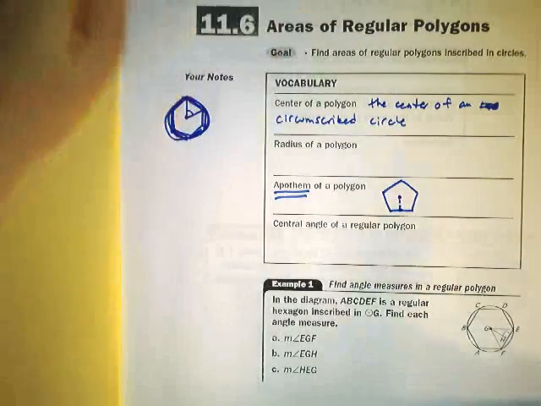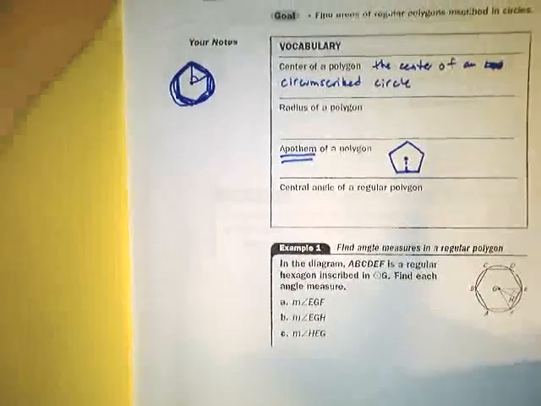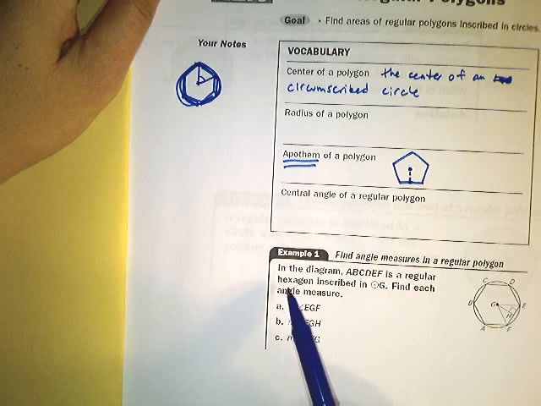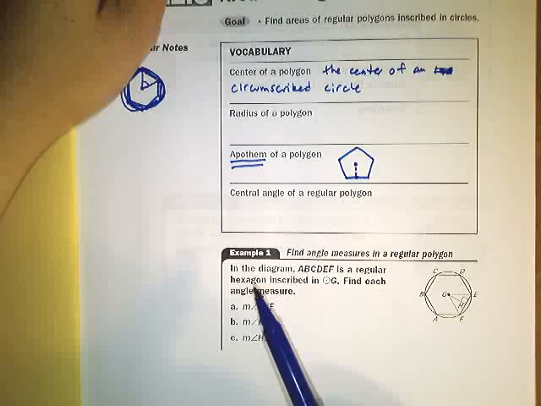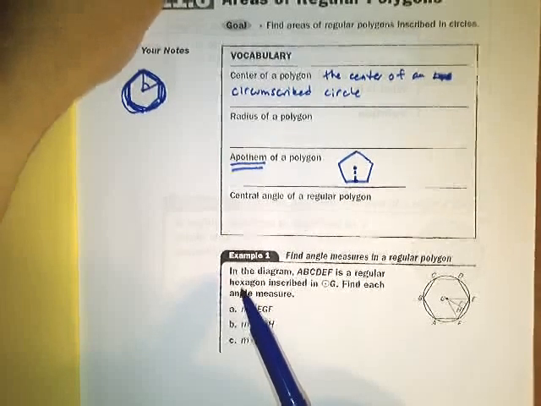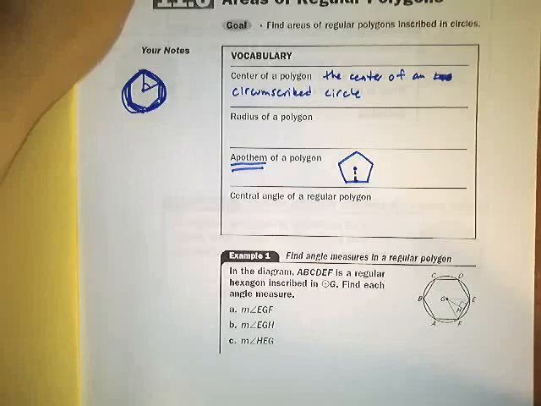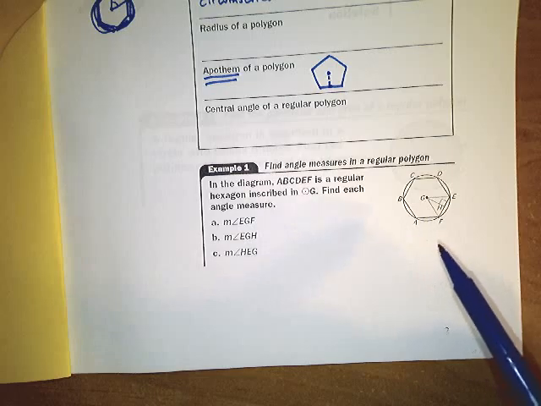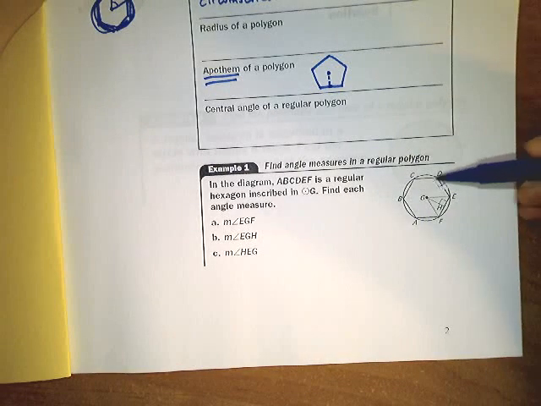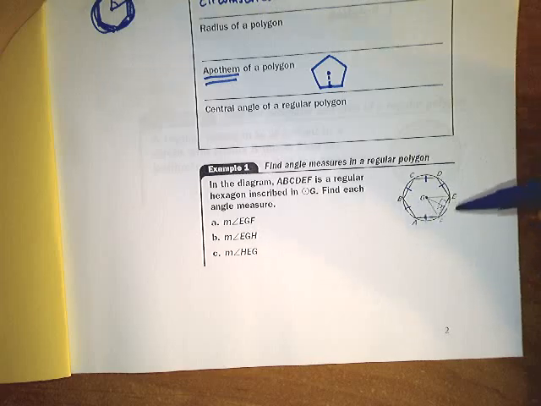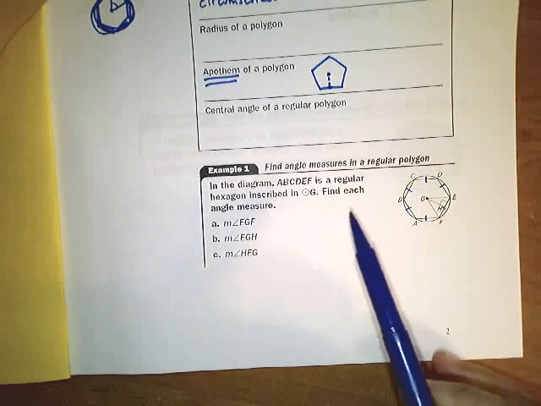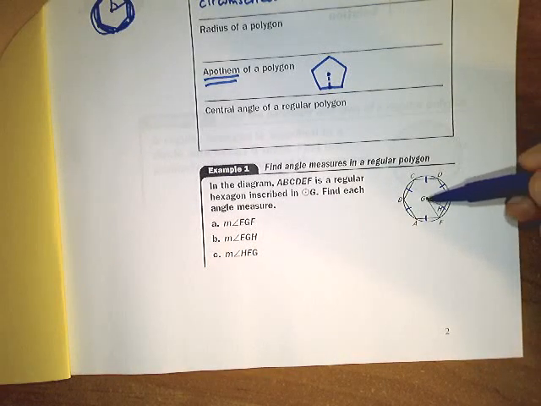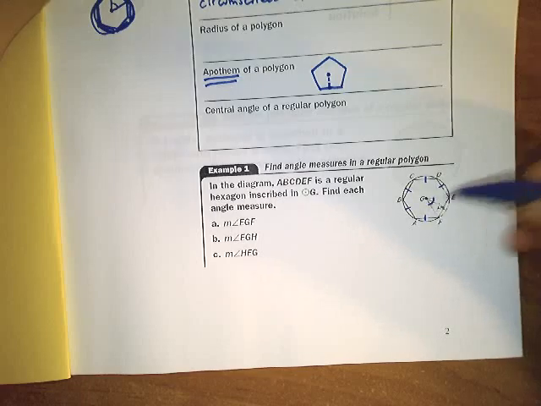So you can see in example 1, they've got some preliminary questions for us. This is a hexagon. Remember, hexagon has 6 sides. 6 has the letter X in it, and so does hexagon, so that's why I remember that a hexagon has 6 sides. In the diagram, A, B, C, D, E, F is a regular hexagon. That means that all the side lengths are the same. And find the measure of each. Well, if we want to find the measure of angle EGF, that's this. That is a central angle.